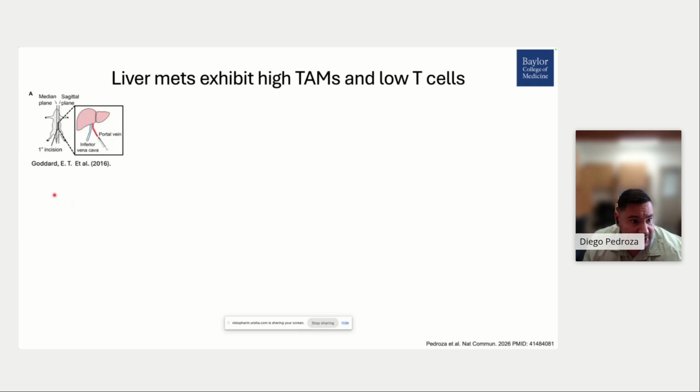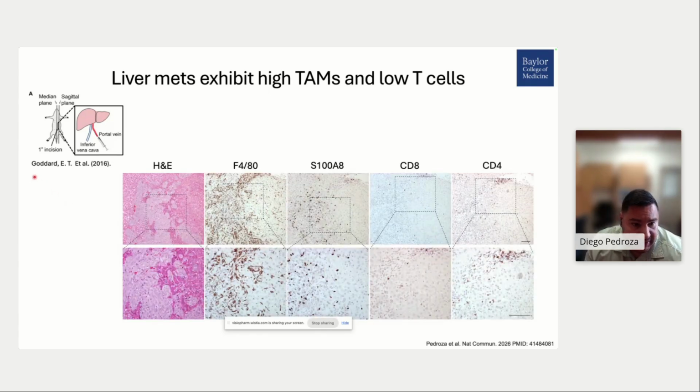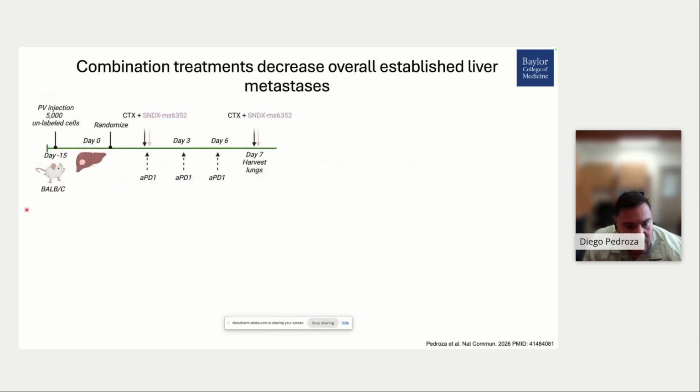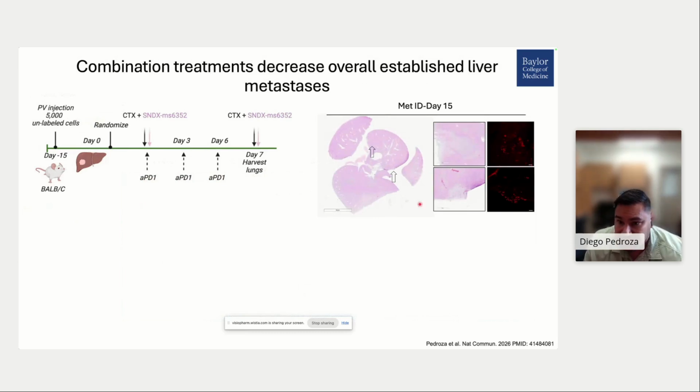So we decided to test this in our models. So we generated liver metastases. So you can see here, these liver mets are immunosuppressive. So they have no T cells in them, but they're loaded with macrophages and neutrophils. We proceeded to test this as well.